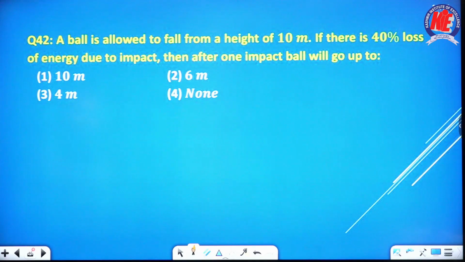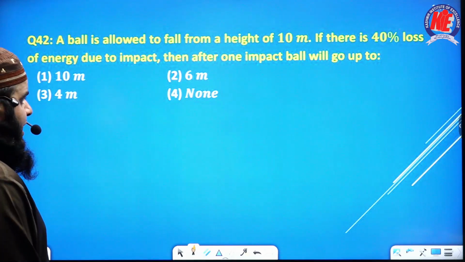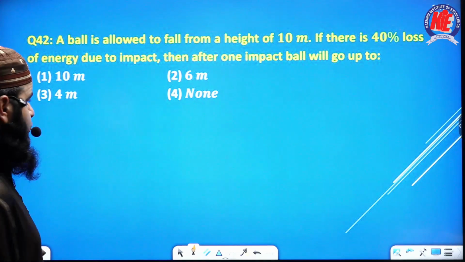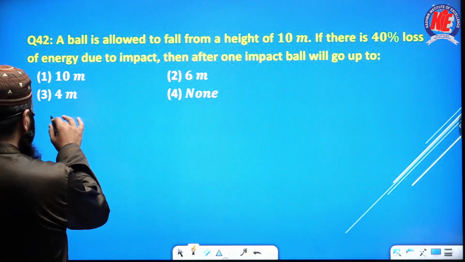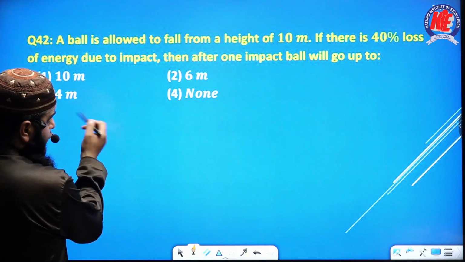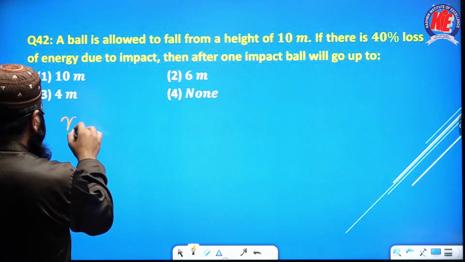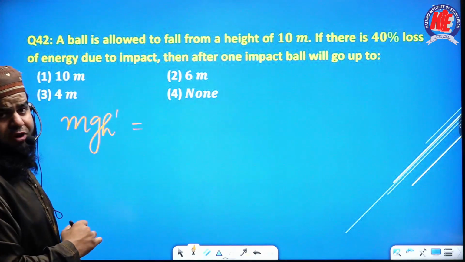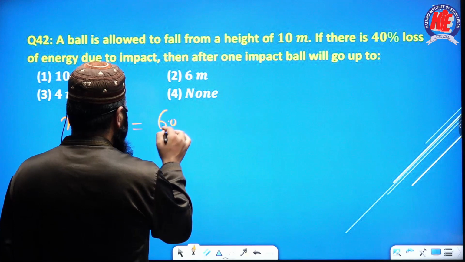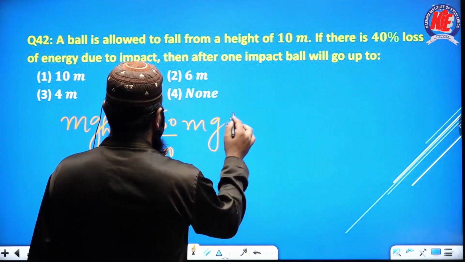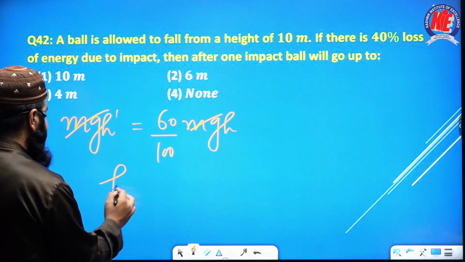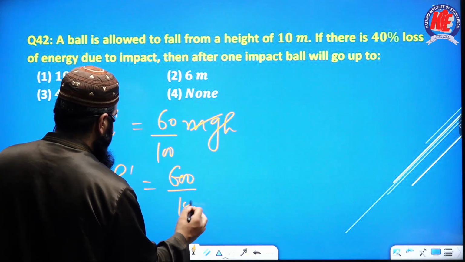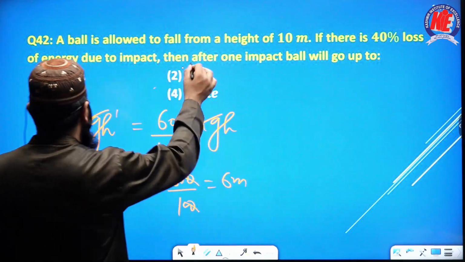Next one. A ball is allowed to fall from a height of 10 meter. If there is 40% loss of energy due to impact, then after one impact, the ball will go up to. So I can write down, after losing the 40% energy, let us suppose it goes up to the height h dash, then the potential energy at that height will be mgh dash. That will be only not 100% of mgh but only 60%, because 40% loss happened, that is 60 by 100 of mgh. mg and mg will go, h dash you need, h is given as 10 meter, so that will be 600 divided by 100. Two zeros will go, 6 meters is the answer, option number 2.